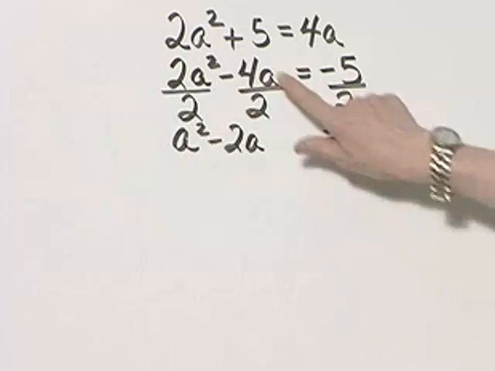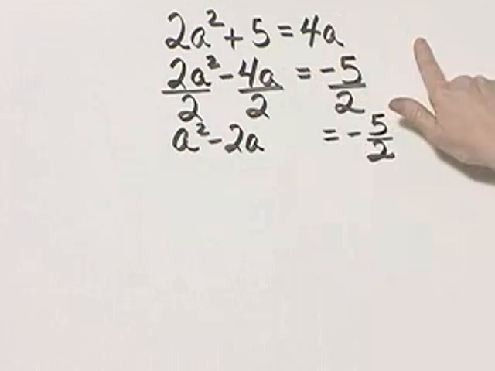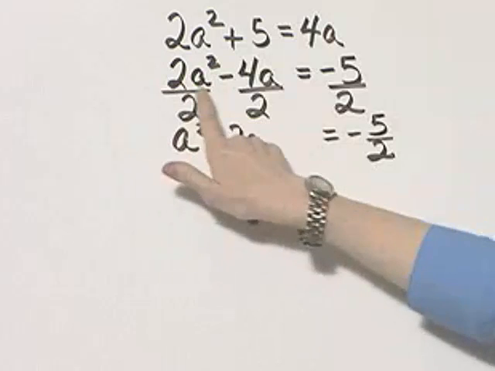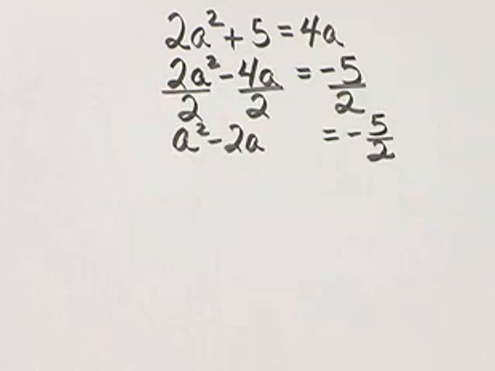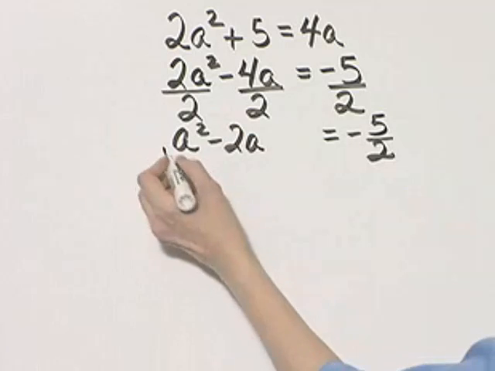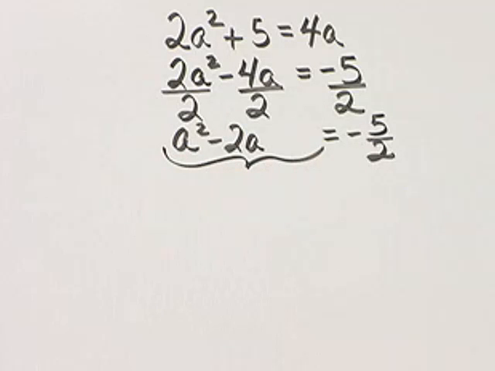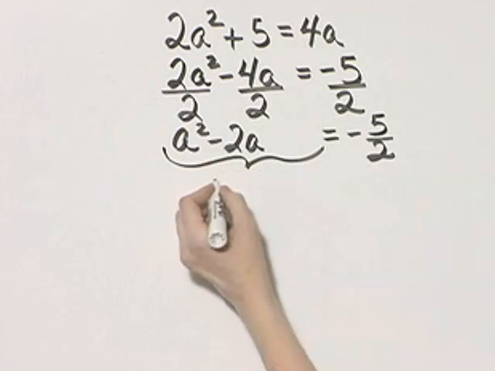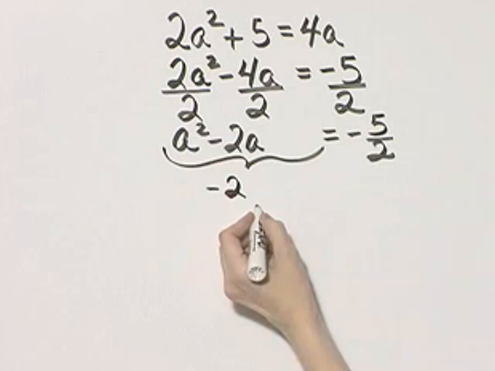Once again, two things. You want the constant term by itself, and you need the coefficient of the squared variable to be 1. I've done both of those things. Now I'm ready to complete the square. And how do we complete the square? Take the coefficient of a in this case.